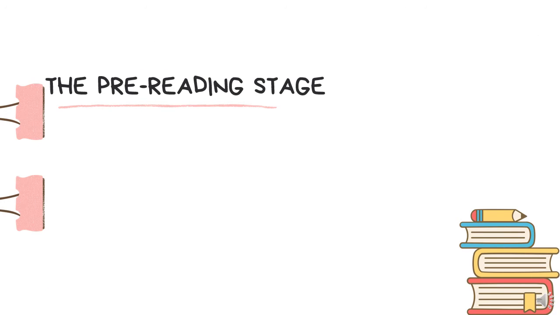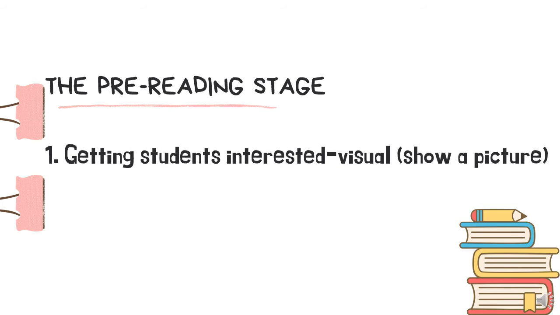The pre-reading stage is a stage that helps students think about what they know about the topic and predict what they will read or hear. There are 3 steps to consider in the pre-reading stage. Number 1, getting students interested. It needs a visual. It's easy if there's internet in the classroom.